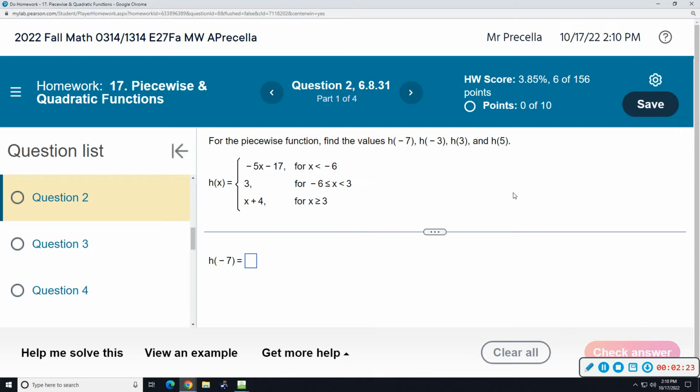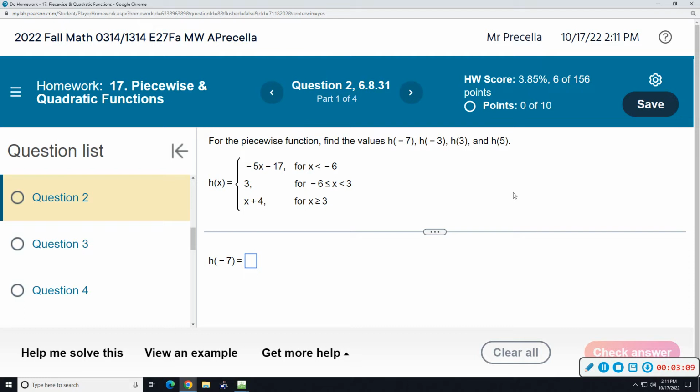We'll use the piece -5x minus 17 for x values that are less than -6. We'll use, I like this, this is a constant piece here. The y value will just be 3 for x values between -6 less than or equal to x less than 3. And let me write it down, then we'll discuss what that inequality in red that I'm writing down is saying. And we'll finally use the piece x plus 4 for x values greater than or equal to 3.